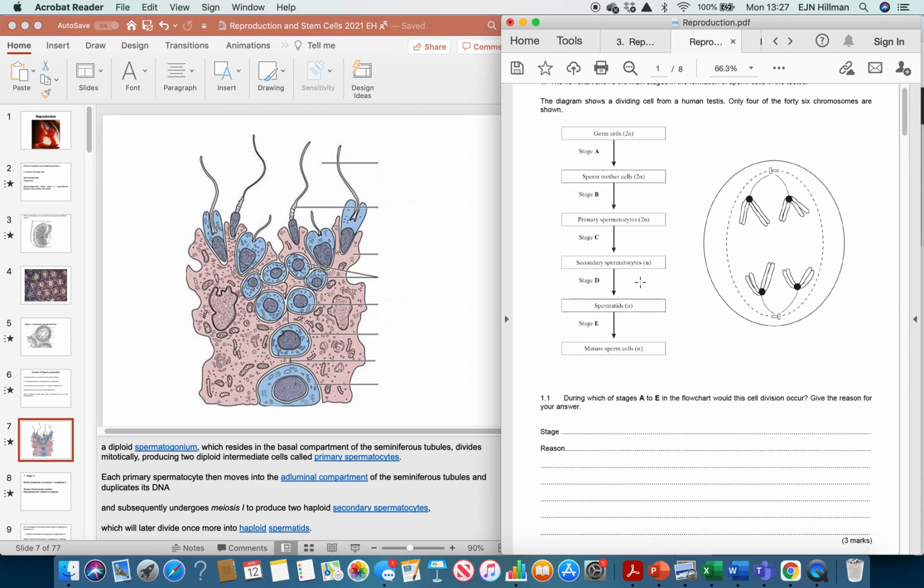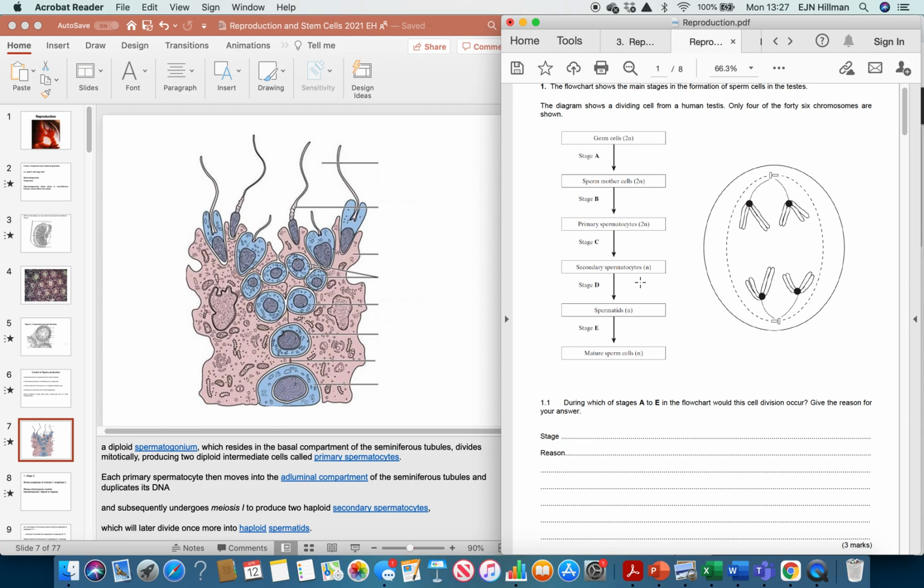At this stage, I would suggest that you pause the video, and after you've paused the video, have a go at doing this question. Give yourselves 5 minutes or so to do that, and then you can return to the video, and I'll go through the answers to this afterwards. So pause now. No cheating, and you can have a go at doing this question.